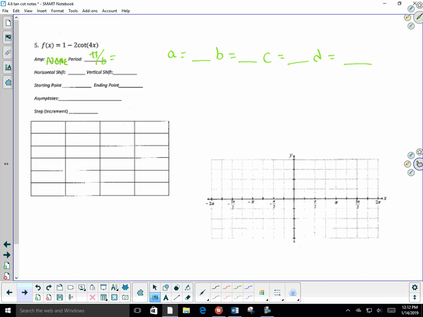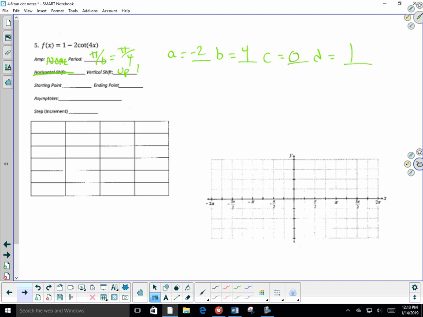So a is negative 2 in this case. B looks like 4. There is no c value. And d is a positive 1. So we want pi over 4 as the period. Okay? Let's not worry about horizontal shift. Vertical shift, we're going to say, it looks like it's up 1.